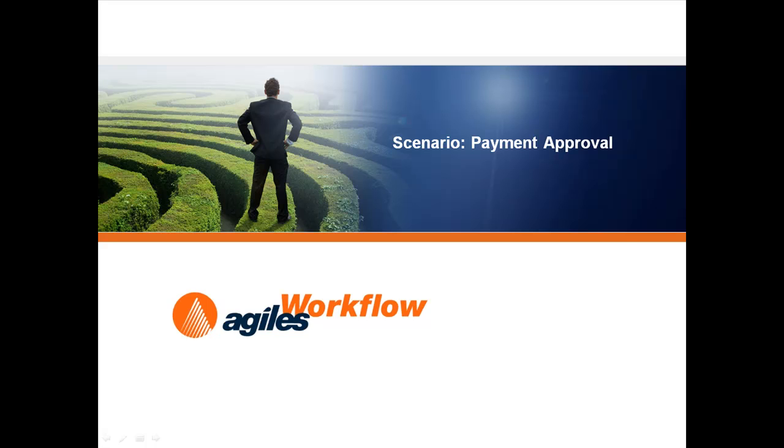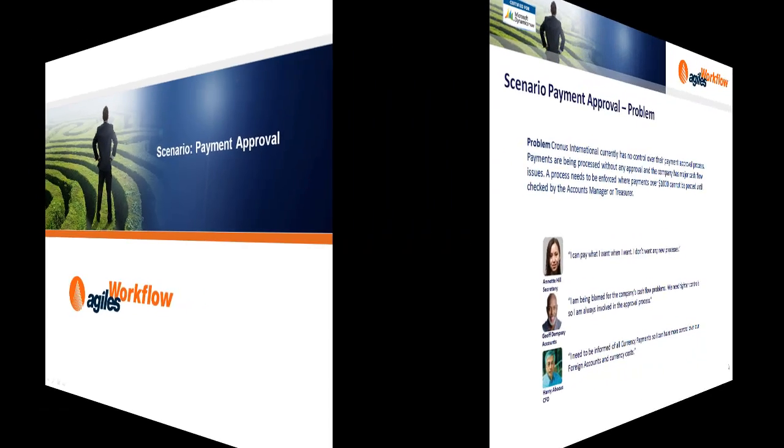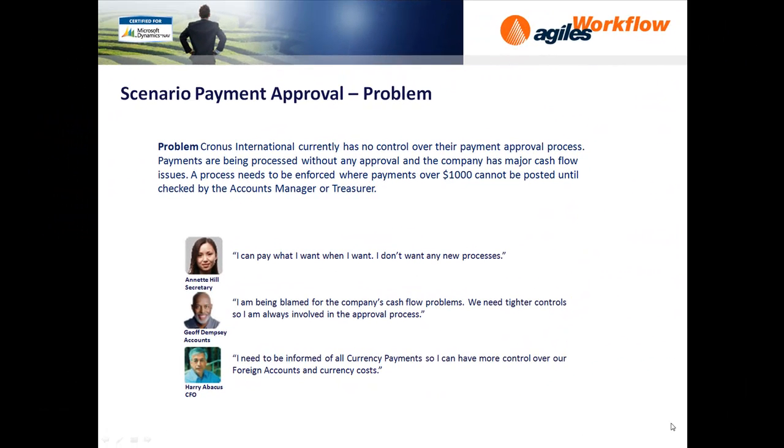Scenario: payment approval. Cronus International currently has no control over their payment approval process. Payments are being processed without any approval, and the company has major cash flow issues.